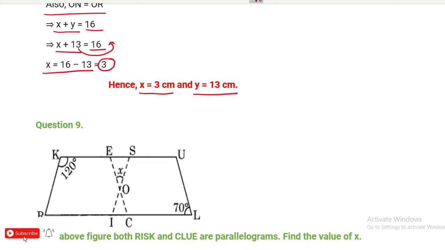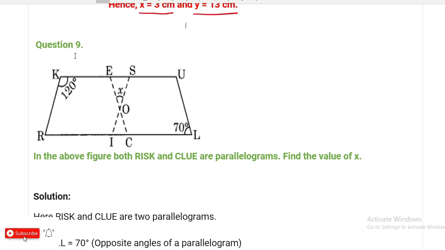Now the next question is your 9. The question says, in the above figure, both RISK and CLUE are parallelogram. Find the value of x. In this question, we have to find out the value of this one, x.